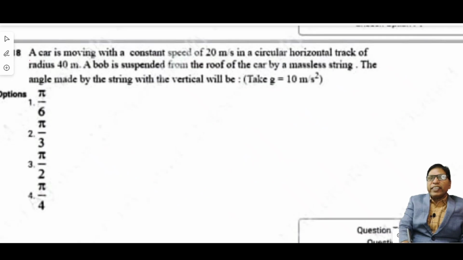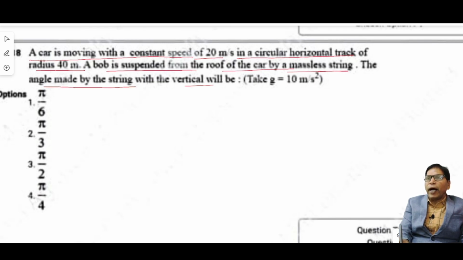Okay. Look at this. A car is moving with a constant speed of 20 meter per second in a circular horizontal track of radius 40 meter. The bob is suspended from the roof of the car by a massless string. The angle made by the string with the vertical.